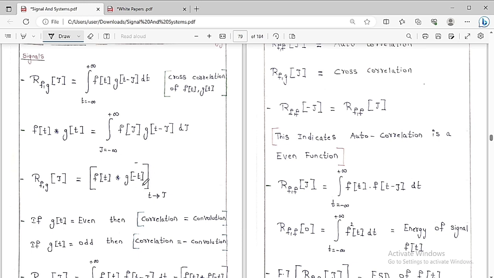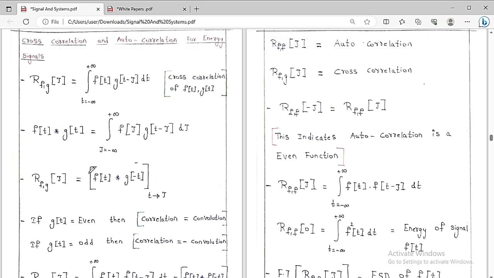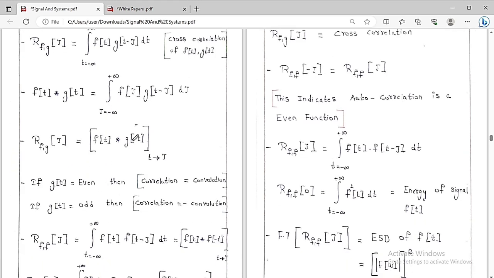Because of that, in that case the cross correlation is equal to convolution, right? If g of t is an even function, then definitely we can say the correlation is equal to the convolution. If g of t is odd, then correlation is the negative of the convolution. So you can see clearly here: if g of t is an even function, then g of minus t is equal to g of t, so the correlation is equal to convolution. If g of t is odd, g of minus t is equal to minus g of t, so the correlation is the negative of the convolution.